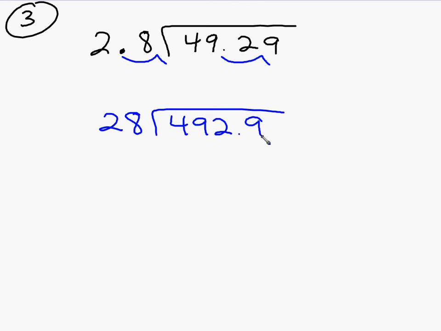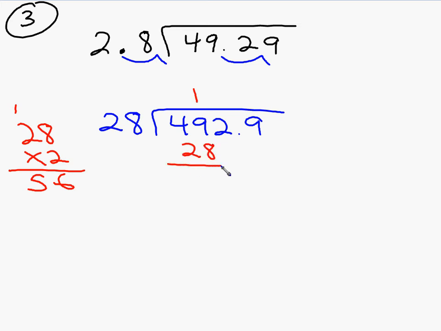Now it's regular division. So I ask, how many times will 28 go into 4? None. How many times will 28 go into 49? I believe you're right, because 2 times is 56. So we put a 1 above the 9. 1 times 28 is 28, and then I subtract. 9 minus 8 is 1. 4 minus 2 is 2. Bring down the 2.